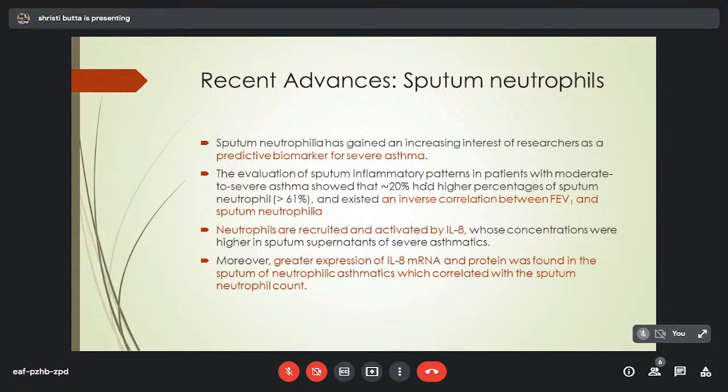Neutrophils are recruited and activated by interleukin 8, so a greater expression of interleukin 8 mRNA and protein was found in the sputum of neutrophilic asthmatics. So all we have learned is that the sputum neutrophil can serve as an important biomarker to predict severe asthma.